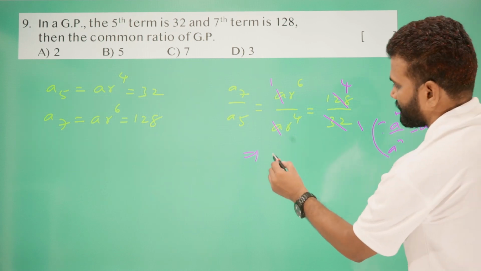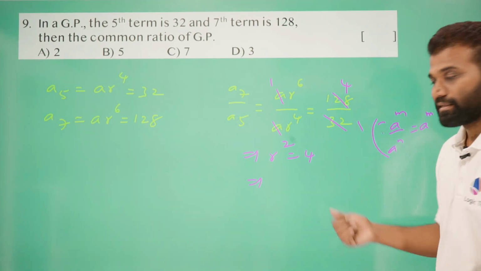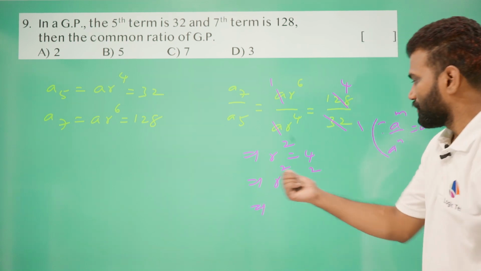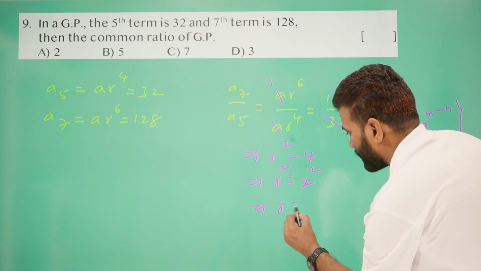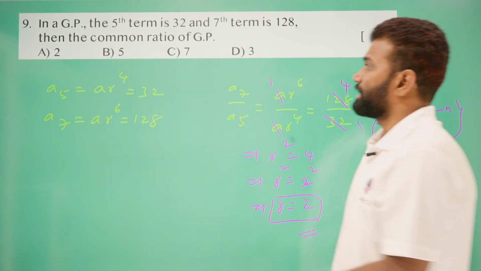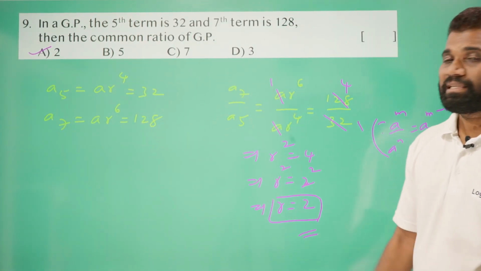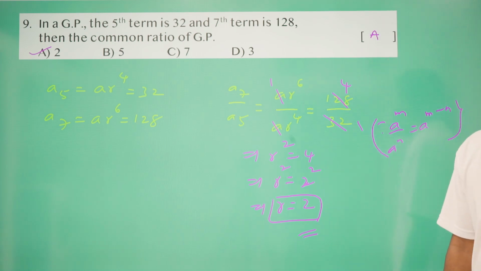We have a power m upon a power n is equal to a power m minus n. So this becomes r power 2 is equal to 4, and further we can rewrite this as r square is equal to 2 square. Both sides have equal powers, so the bases will be equal. r is equal to 2. Therefore, the common ratio of this GP is 2. The correct option is A. So A is the right option. Clear?